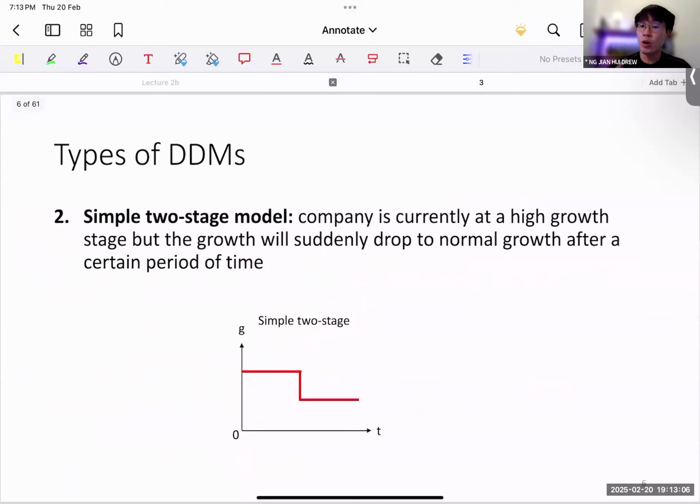The second type, okay, we'll go into the details of two of the types of model. The third one will not be covered in our syllabus, but we'll go into details in just a bit. So this is just an overview of the three types of models that we have.